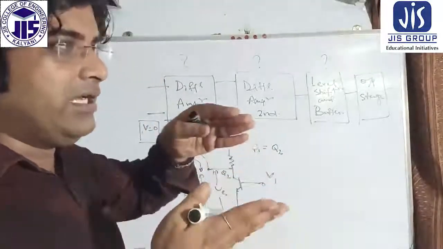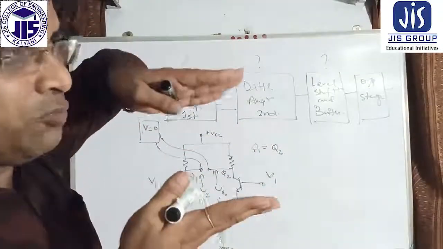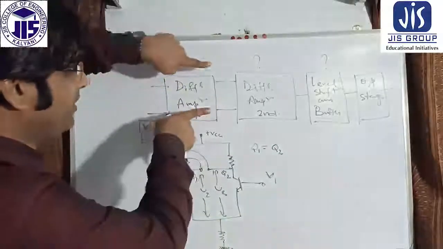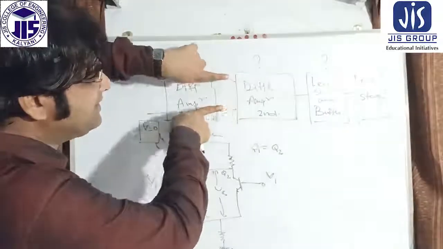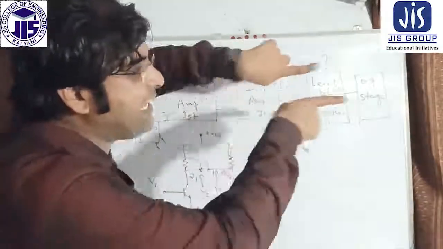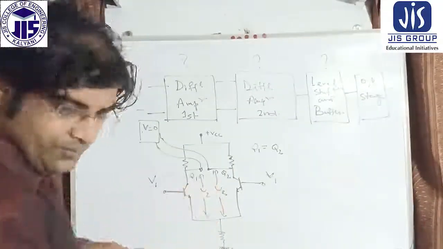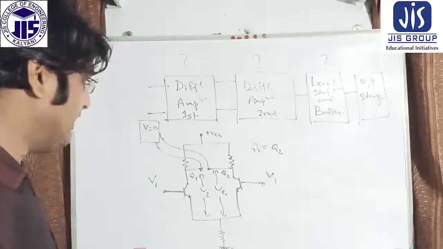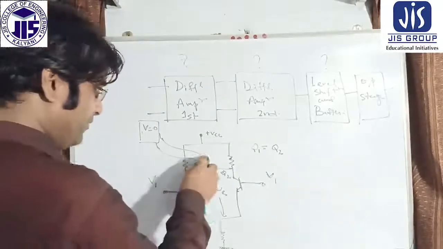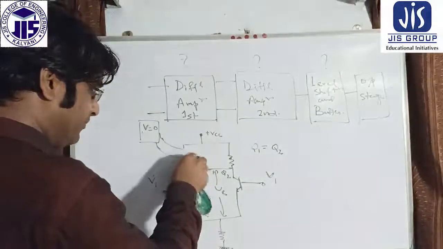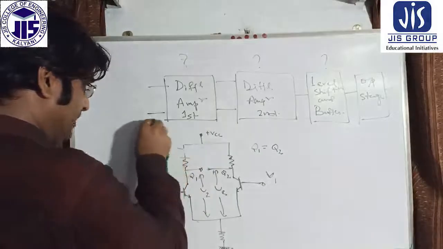Cascade means the output is introduced to the input, like a cascade mode. How the circuit is developed, we will also develop again for the inside of the operational amplifier. Just give me some time.